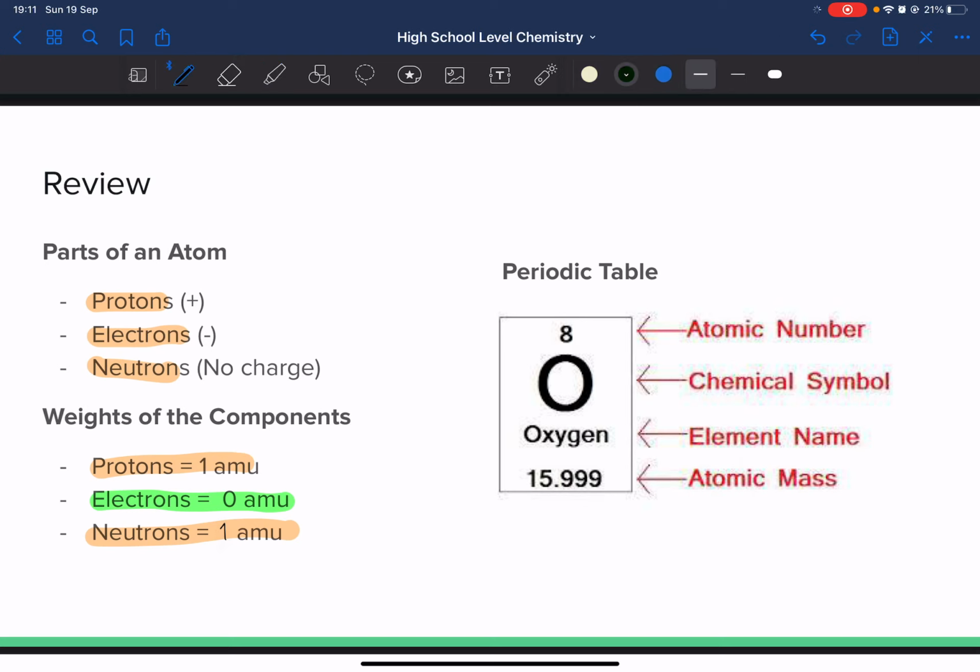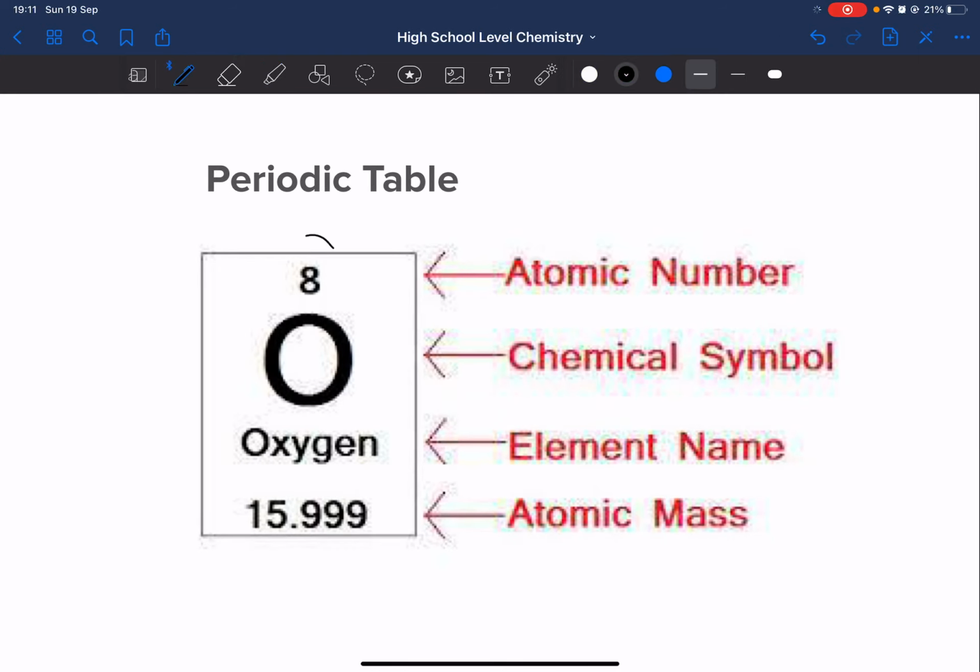So on the periodic table, the number on top of the chemical symbol is usually the atomic number, and this tells the number of protons an element has. The letter or couple of letters is usually the chemical symbol, and on some periodic tables you will see the element name, and the one in decimal points is usually the average atomic mass.